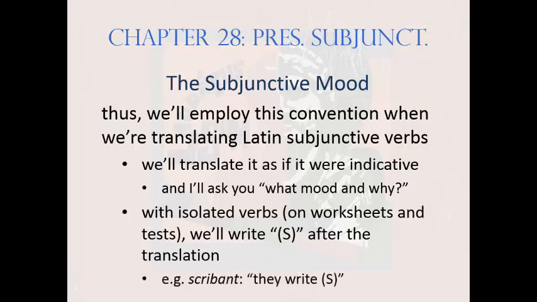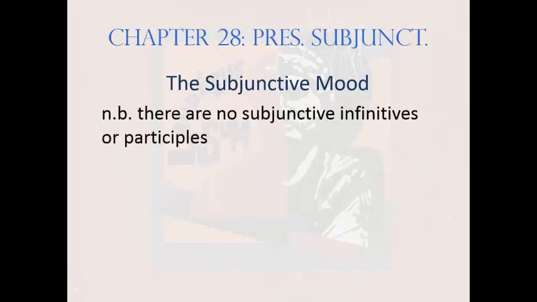So if you're translating, let's say, scribant, an example of a Latin subjunctive verb form, it's the subjunctive for they write. Put capital S in parentheses after your translation. For instance, they write, (S). Remember this too. There are no subjunctive infinitives or participles. While I'm willing to advocate for willing do, I do not subscribe to maying do or would been done. So subjunctives are always finite verbs.